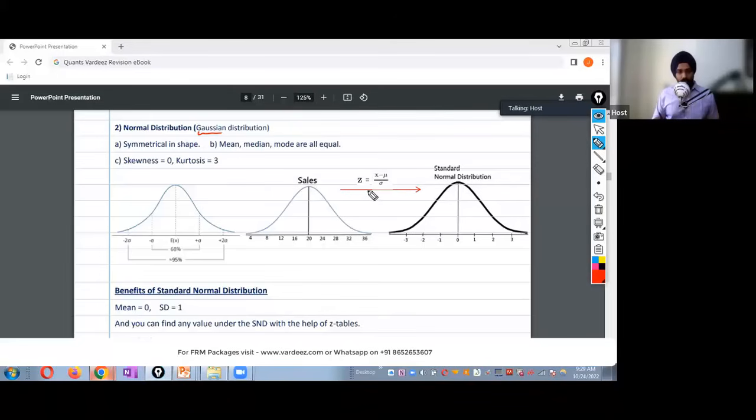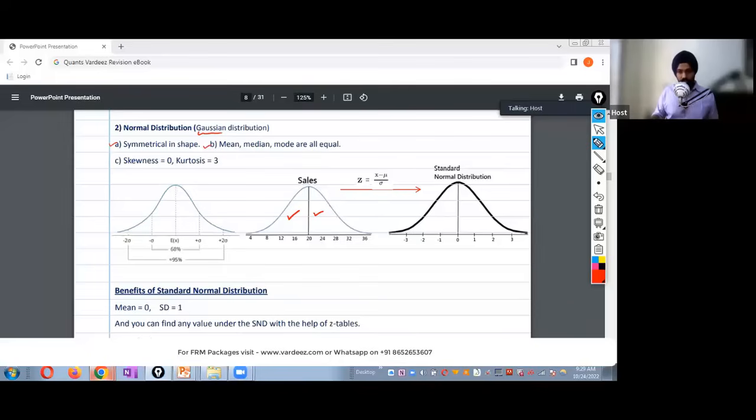Now, when we talk about normal distribution, if you look at this distribution, this shape, it's a bell kind of shape. It is symmetrical. That means by just having a visual look, I can say that it's very identical. Whatever I have here is something that I have here as well, right? So it's symmetrical in shape. The mean, median, and mode are all equal.